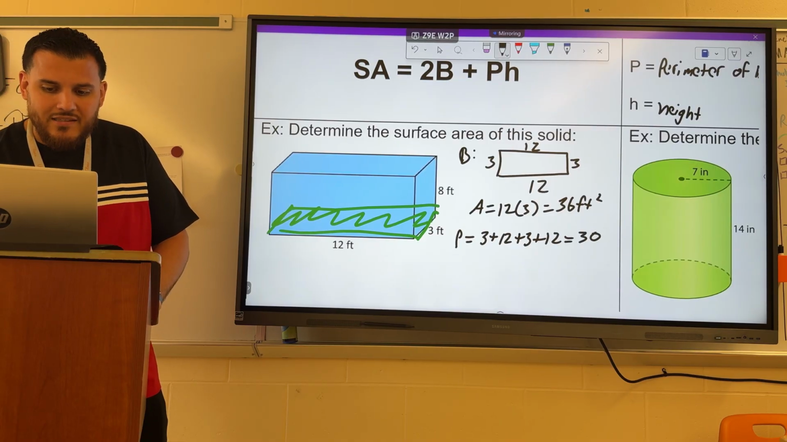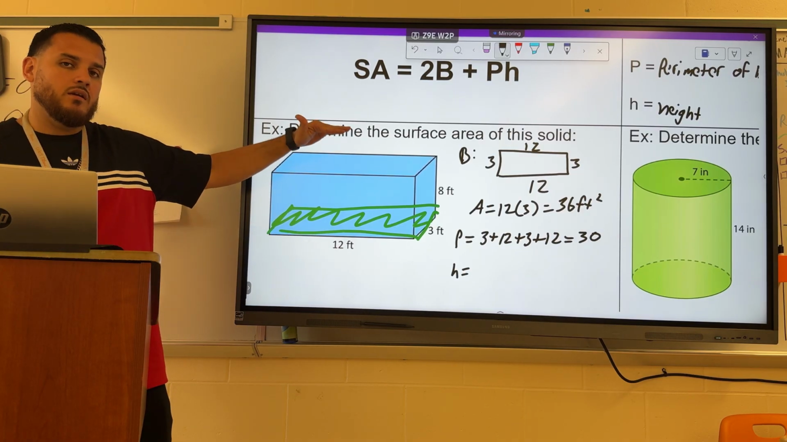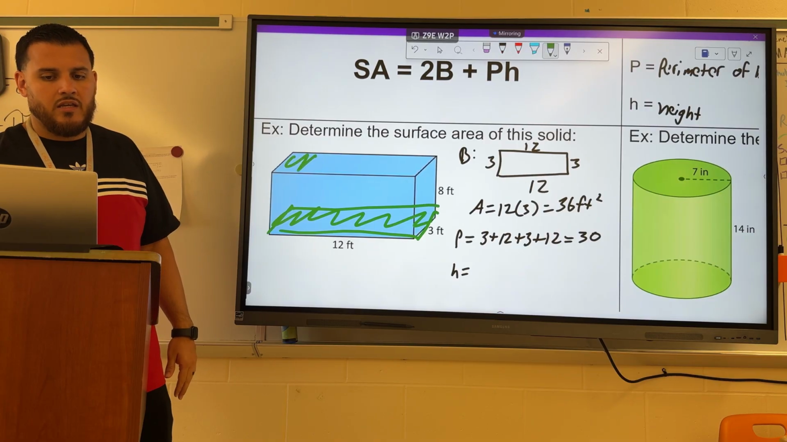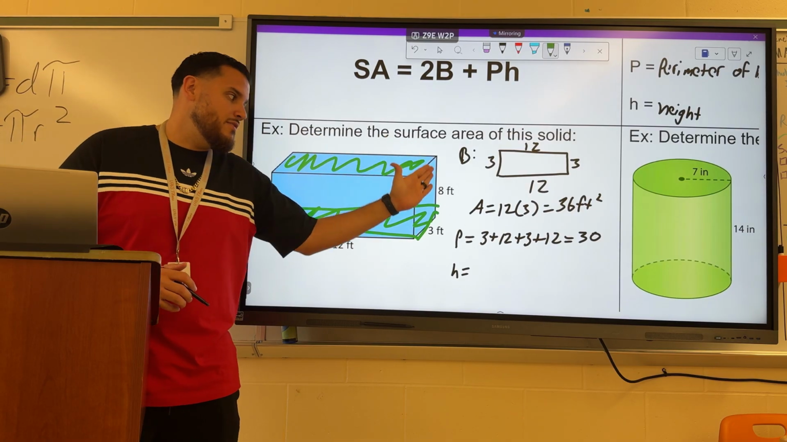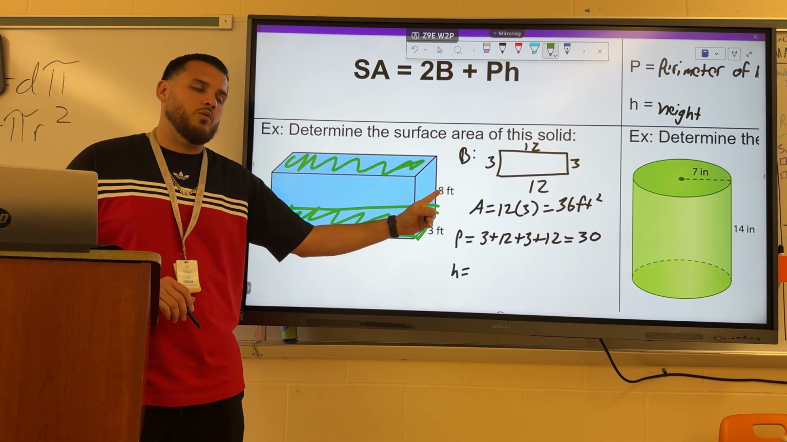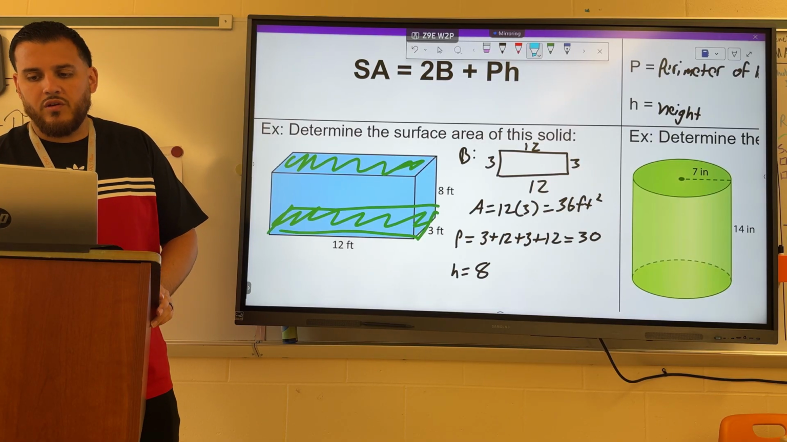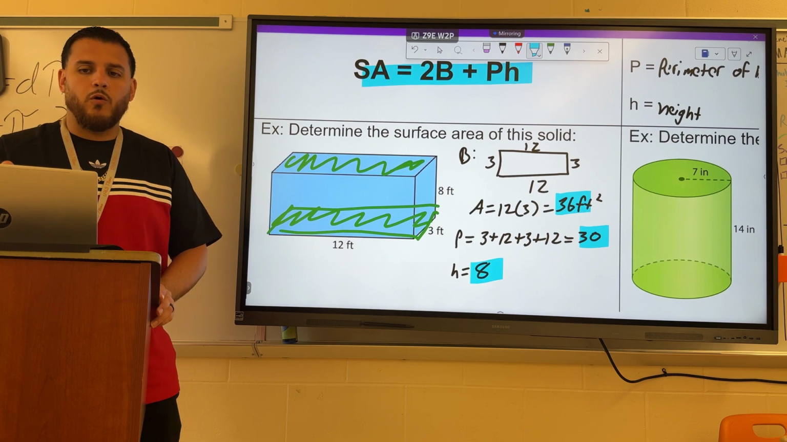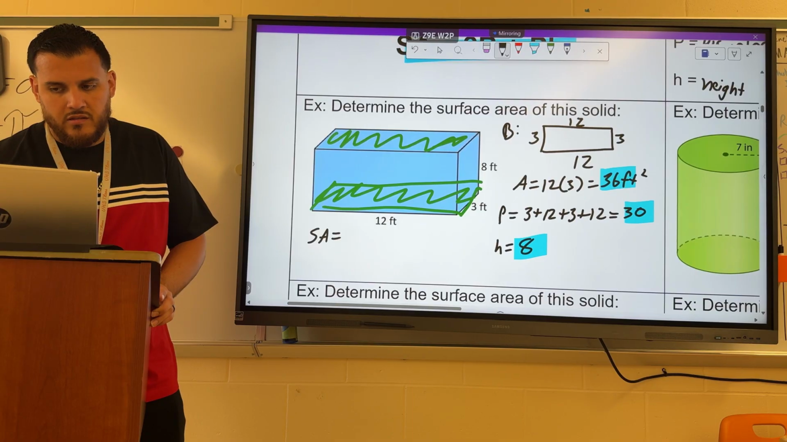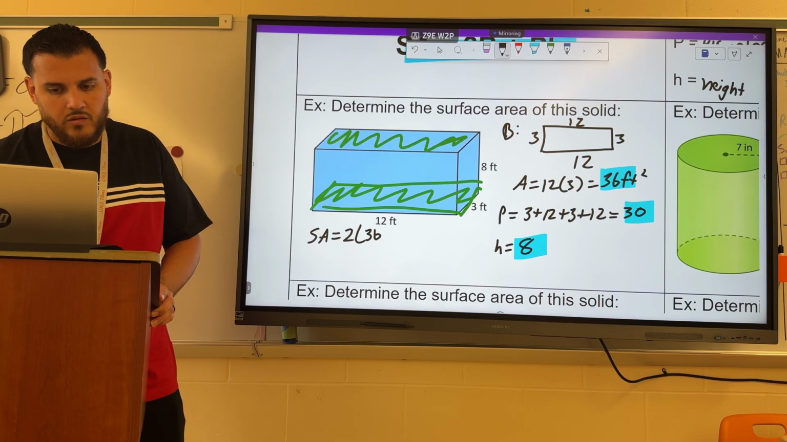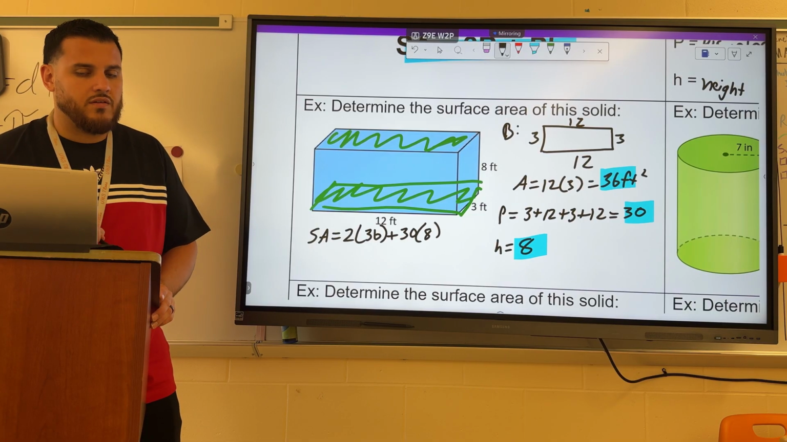And then my height is just the distance between this base and the opposite base in the solid. So again, these would be my bases. If I call the bottom a base, the side opposite would also be the base. The perpendicular distance between them would always be my height. So my height is 8. Now I have the 3 values required for my surface area formula. Surface area is 2 base areas, so 2 times 36, plus the perimeter of 30 times the height of 8.